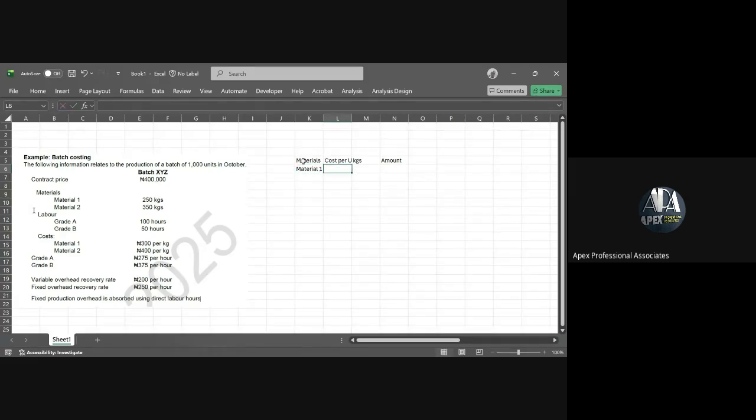Material 1. What is the cost per unit of material 1? 300 per kilo. How many kilograms do we need? 250 kilograms. Material 2. 400 per kilogram. How many kilograms do we need? 350.